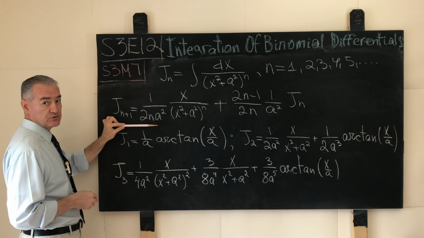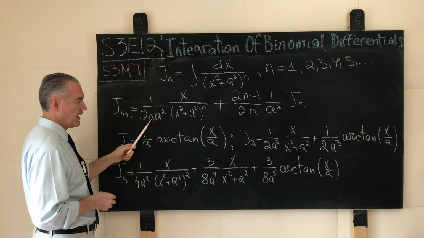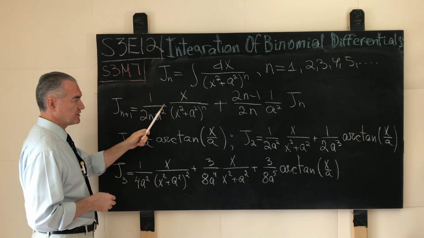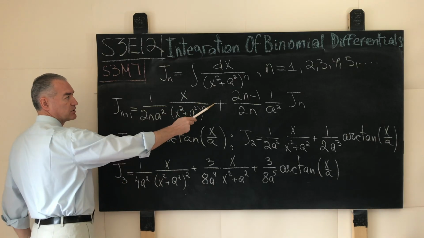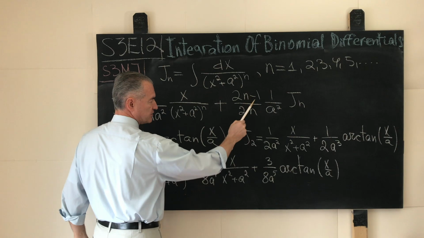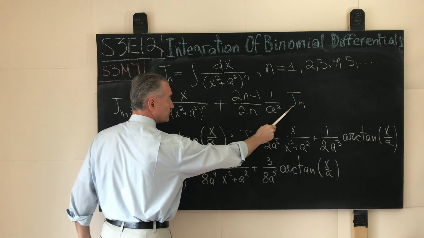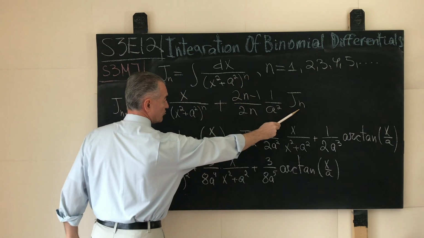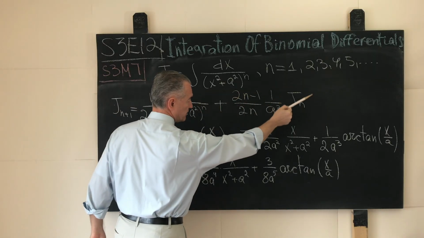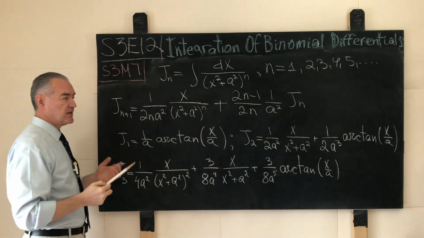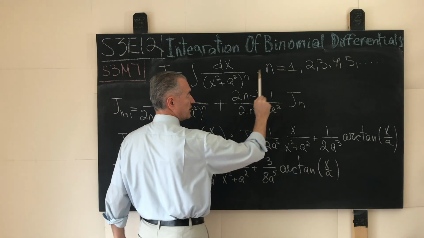This is the result that you're expected to obtain: 1 over 2n times a squared times x over the denominator here, plus 2n minus 1 over 2n times 1 over a squared times the integral J_n over here. So this is the recurrence relation that you are expected to obtain. Again, what is the terminal case? Well, the terminal case is when n is equal to 1.